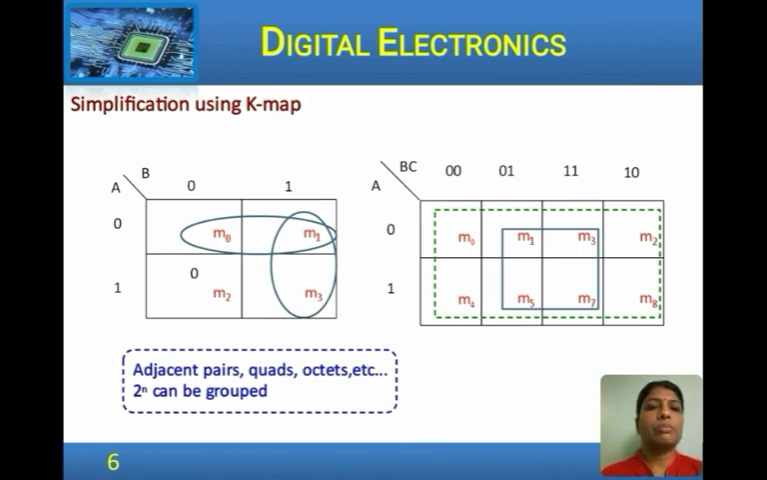So, now we will look into simplification using the K-map. A 2 variable K-map is considered first. Here we have 4 cells. When cells have adjacent cells with a value of 1, in the case of sum of products that we are discussing initially, they can be grouped together. Grouping can be done in pairs, quads, octets, in powers of 2, that is 2 power n.